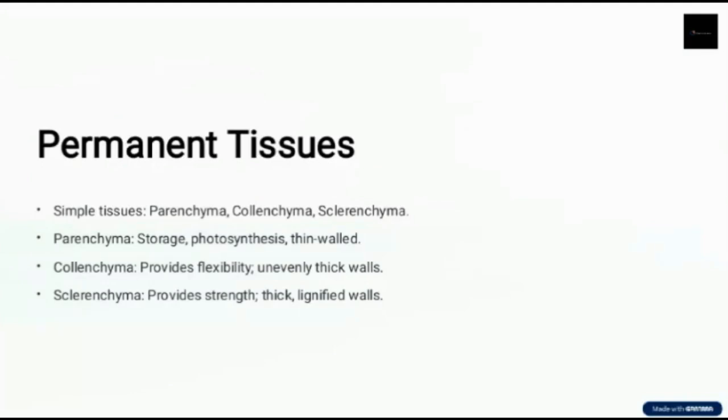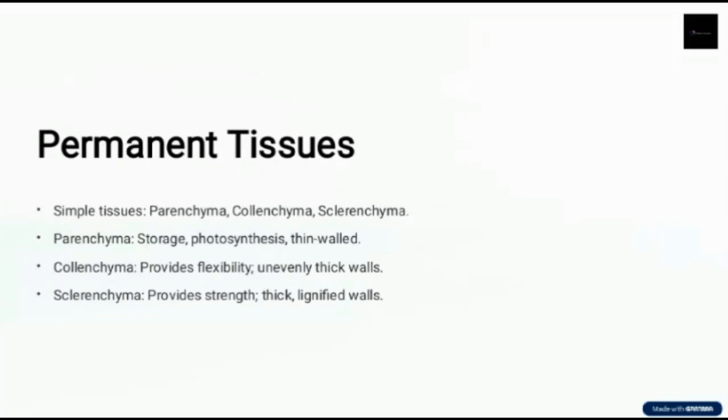Now, parenchyma is responsible for storage and photosynthesis. Whenever you hear parenchyma, what should come to your mind is storage and photosynthesis. Collenchyma provides flexibility. They allow your trees to bend without breaking. Then sclerenchyma provides strength. So parenchyma, storage and photosynthesis. Collenchyma, flexibility. Sclerenchyma, strength. S there, strength.